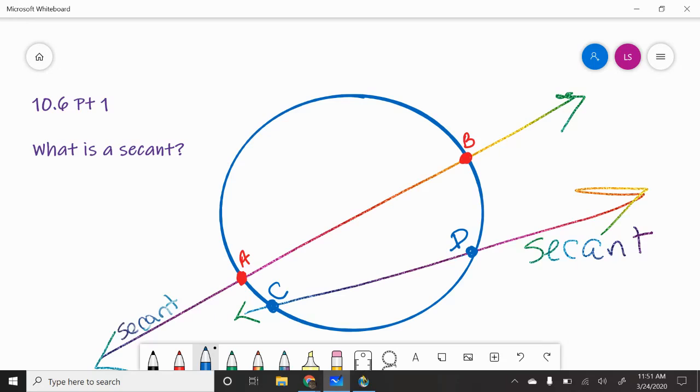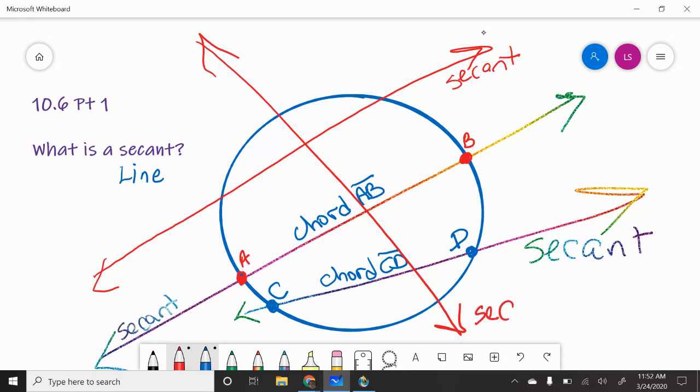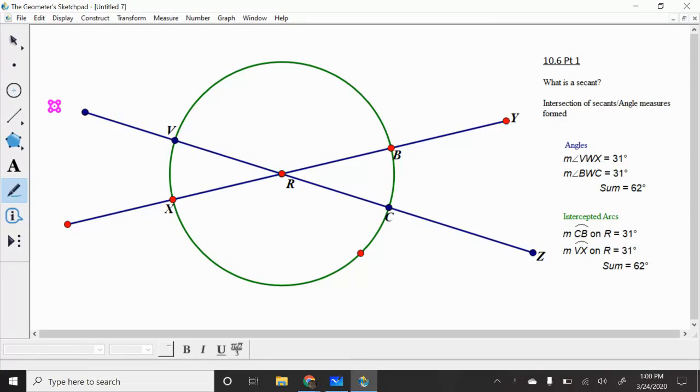Now, some people might ask, what's the difference between a secant and a chord? Well, a secant is a line, and a chord is a segment. So here we would have chord AB, and here we would have chord CD. A chord goes from this point all the way to the other end of the circle, to this point.